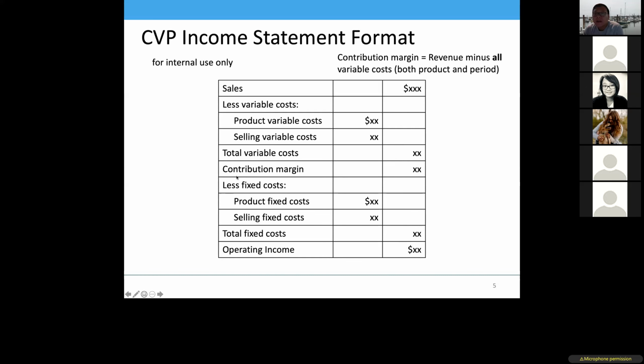Okay. Are we okay with this format? This is the cost, volume, profit income statement format. Are we okay with this format?